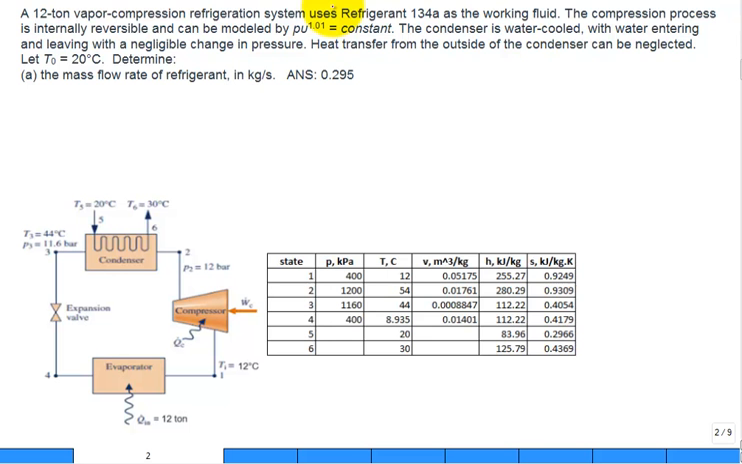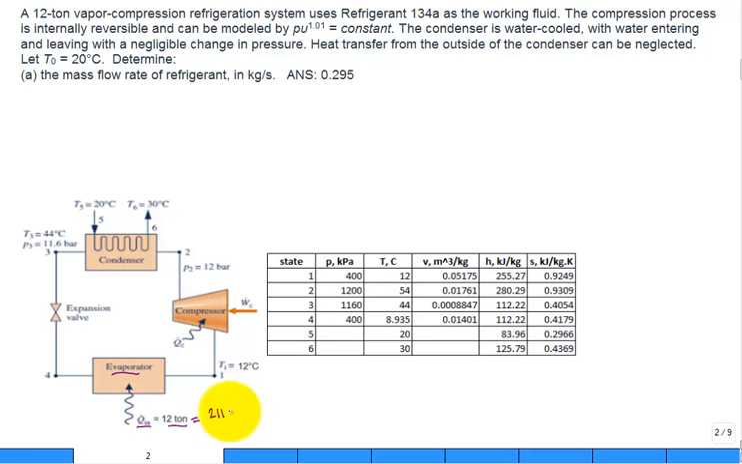All right, so let's get started on a very long problem. We have a 12-ton vapor compression refrigeration system, meaning Q dot N to the evaporator is 12 tons. So this is the evaporator right here. And we can immediately convert that to kilowatts.